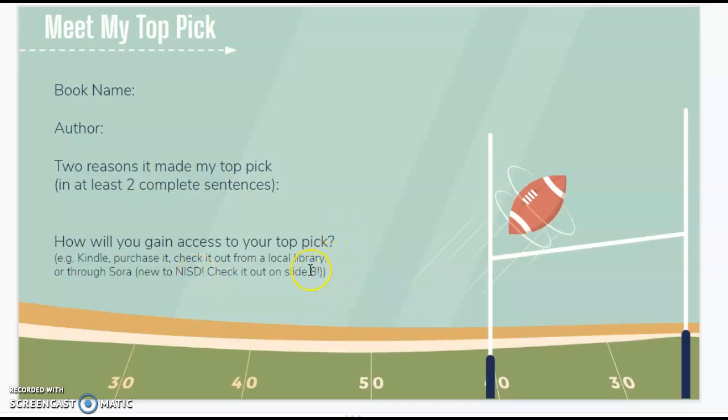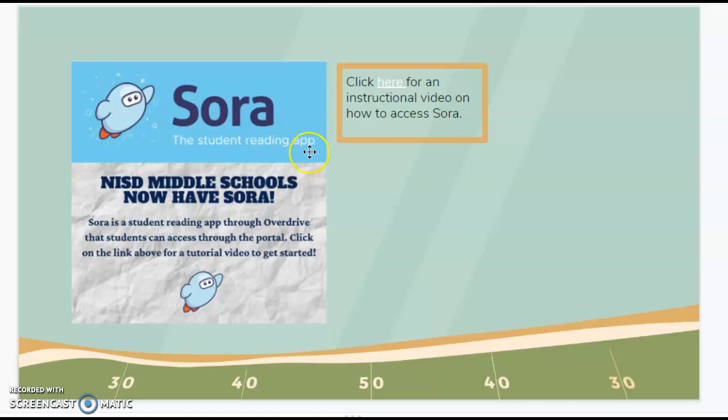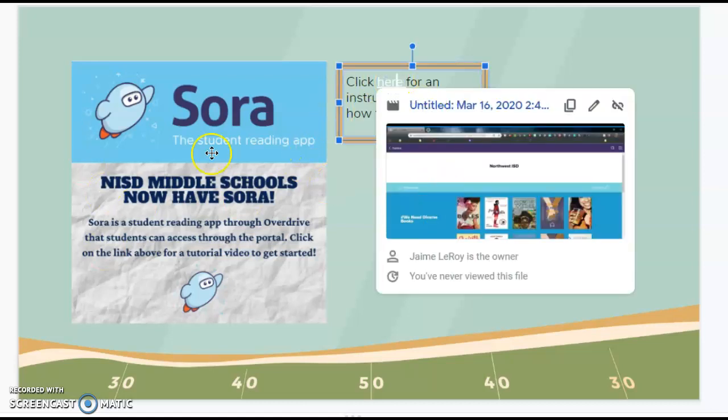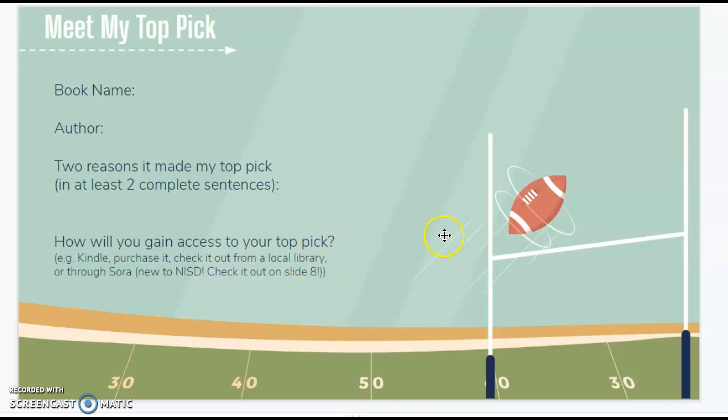So if you want to do it digitally online through NISD, you can go down to slide 9, and there's actually a video here that tells you how to access the books online. So you don't have to go buy it. You can get it online if you want. So if you plan on doing that, just type that right here.